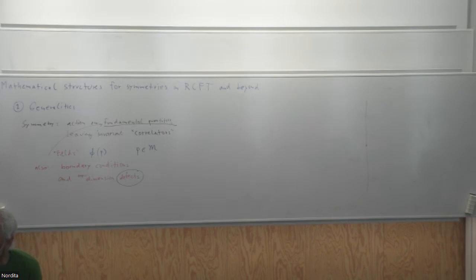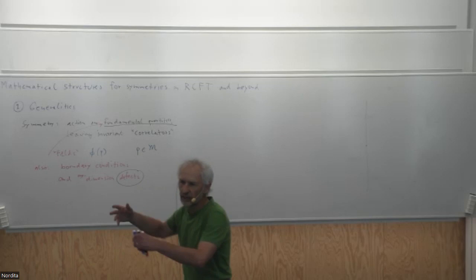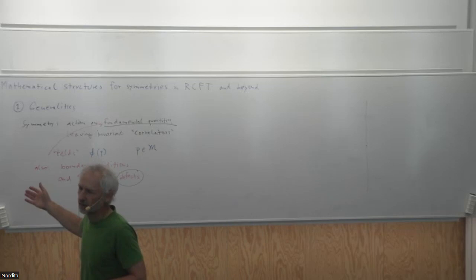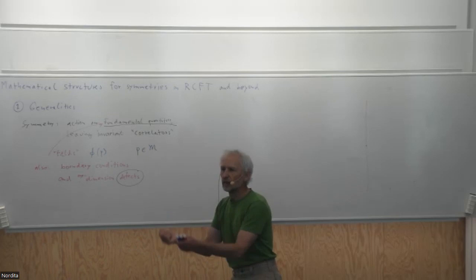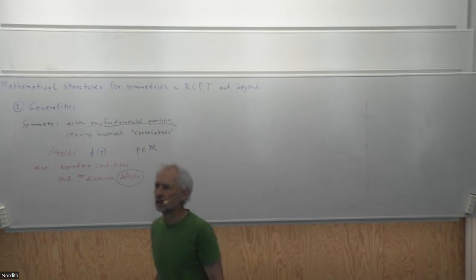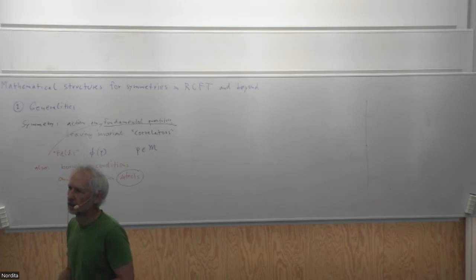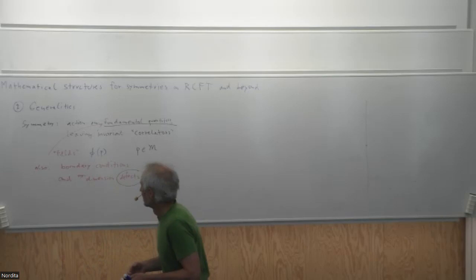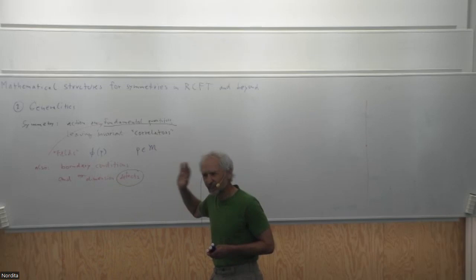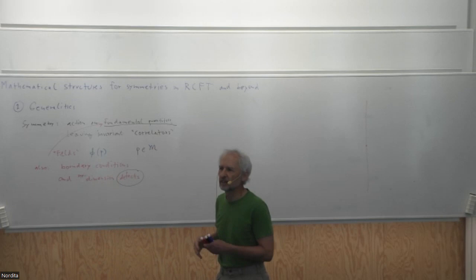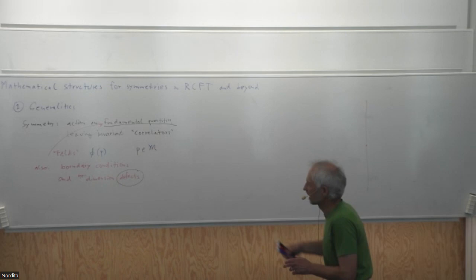If we have a collection of fields, they will be inserted at distinct points. We can of course look at what happens to a correlator when points coalesce, but I'm considering distinct points, and maybe we discuss separately what happens otherwise. But I can say a little bit about that when we are in part three.